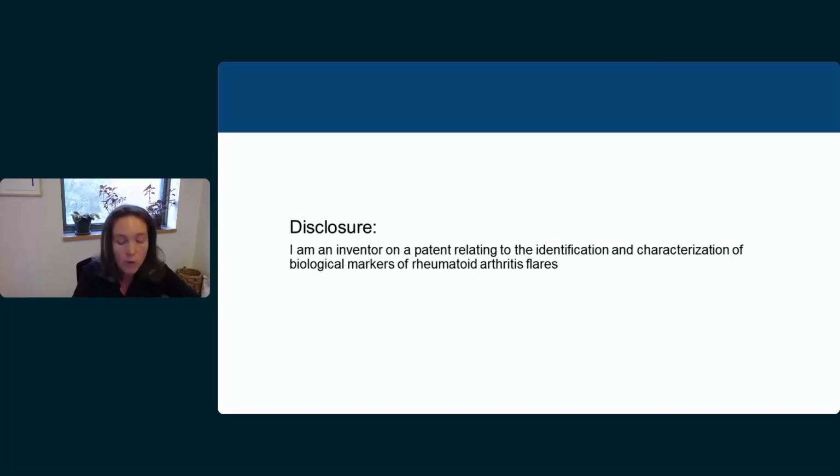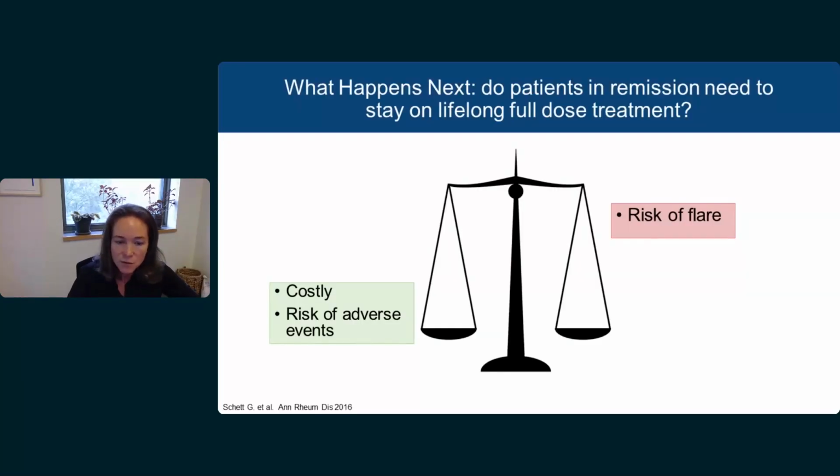I have this disclosure. So for those of you who don't think about rheumatoid arthritis all the time, it's a common chronic inflammatory disease that's most notable for causing inflammation in the joints, but it can affect many different organs in the body, including the lungs, the eye, and the skin. And we have quite a few treatment options to manage the symptoms of rheumatoid arthritis, and we can get most patients into remission or low disease activity. But this raises the question, what happens next? Do patients who achieve clinical remission need to stay on lifelong full dose treatment?